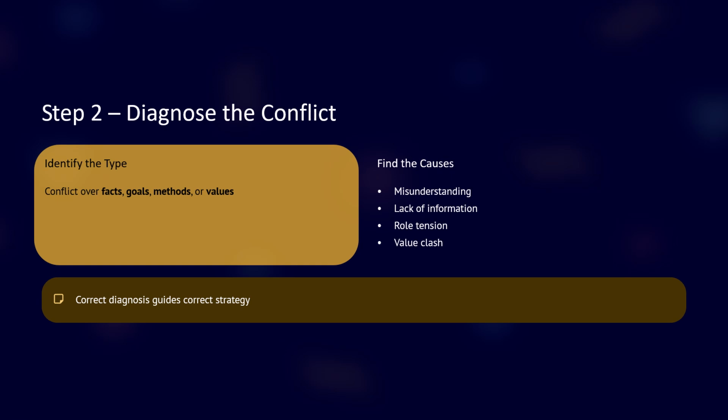Once you know what the conflict is, you have to figure out why it started. Was it a lack of information? Did the two parties perceive the same event differently because of their backgrounds? Or was it a role-based conflict where a boss and a subordinate had different views on how urgent a task was? By identifying the root cause, you can choose the right strategy. If the problem is a lack of information, you provide the facts. If the problem is a clash of values, you might need a different approach entirely.